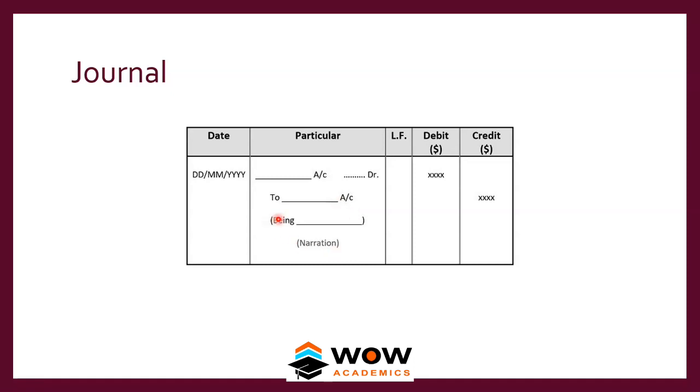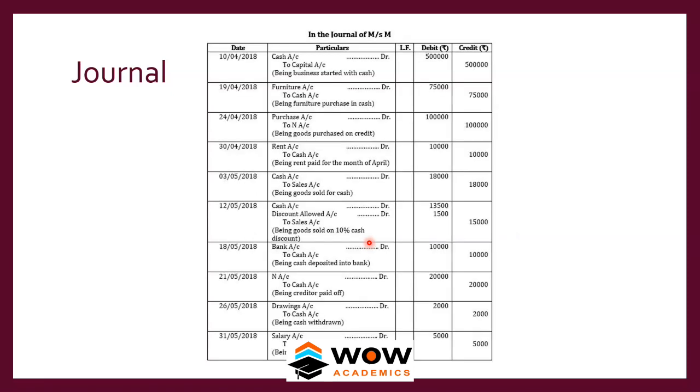Then you write some narration. Narration is what this transaction is about. Is it a cash sale? Is it a credit sale? To whom it is being sold, like that. So that's about how we create a journal entry.